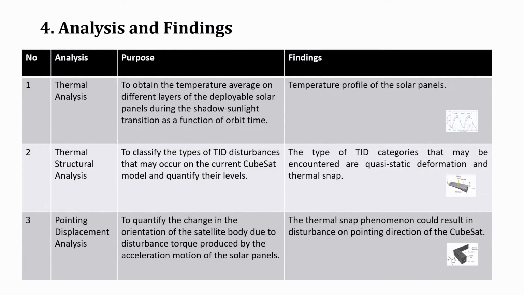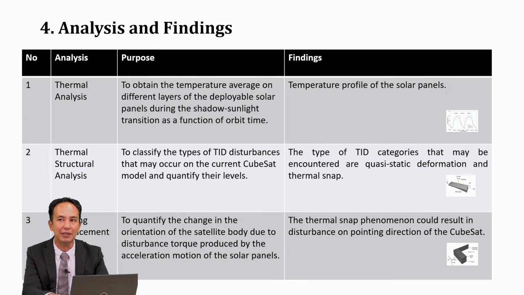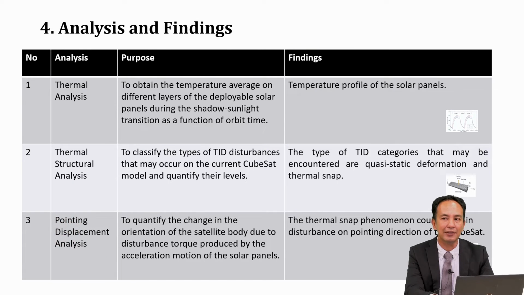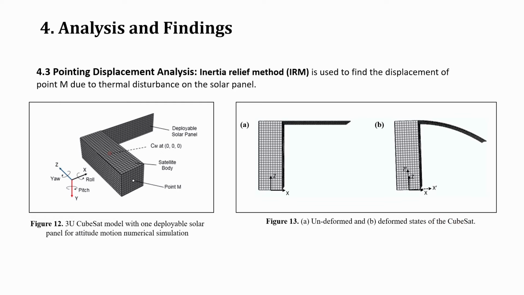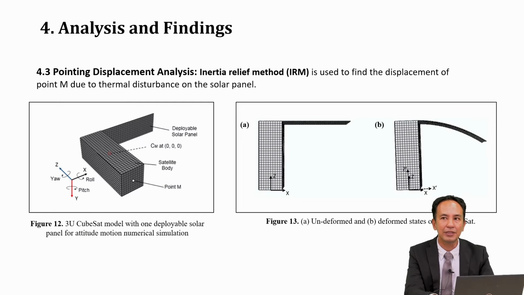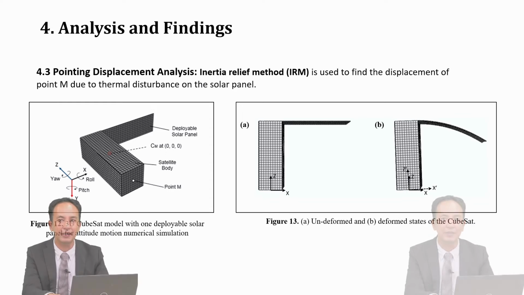The final analysis is the pointing displacement analysis that is used to quantify the change in the orientation of the satellite body due to disturbance torque produced by the acceleration motion of the solar panels. In order to do that, we choose one point of the body as a reference and use the inertia relief method or IRM to find the displacement of one point on the satellite body to check the rotation. The displacements are defined as rotation around the X, Y and Z axis, and all of them can be obtained through the inertia relief method. Figure 13 depicts the undeformed and deformed states of the CubeSats after inertia relief analysis.